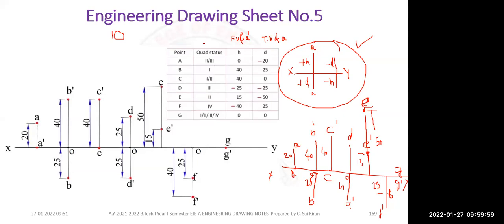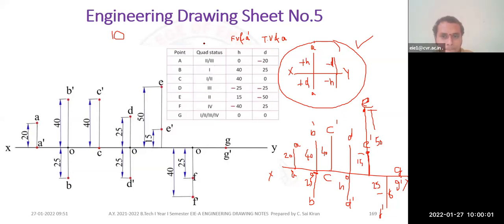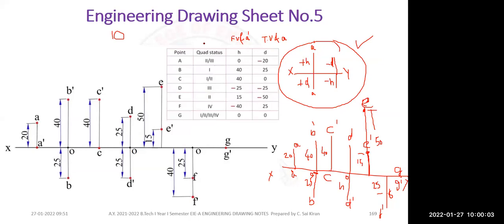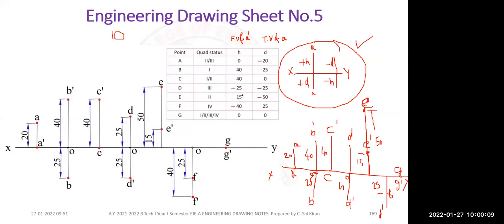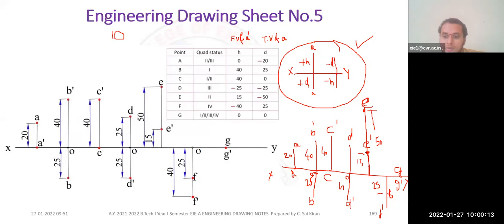Sir, 0 to E, it is 50 mm, sir. 0 to E. Which one? This one. In the drawing, sir, what you have drawn. What I have drawn? 0 to E 15. Yeah, 15. This is 15. This is 50. Okay, reverse I have drawn. Yes, sir. No, correct only. Correct only, sir. Understood.